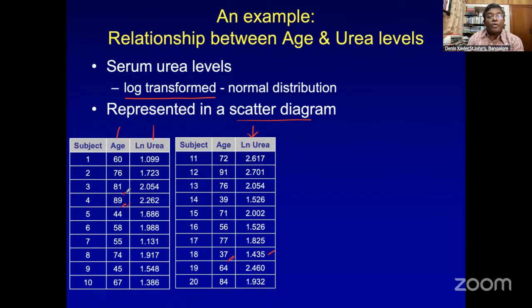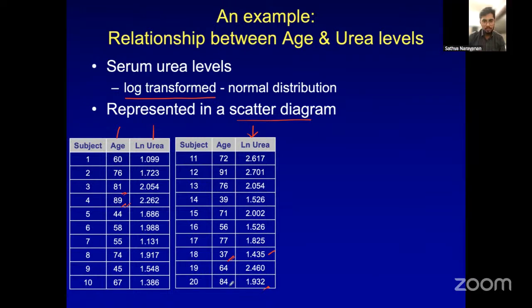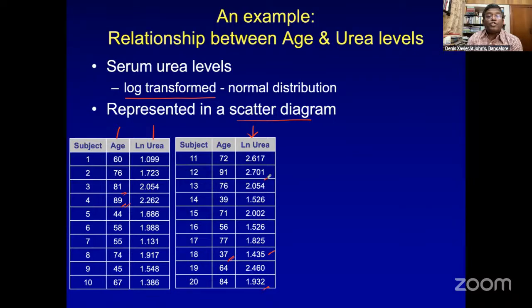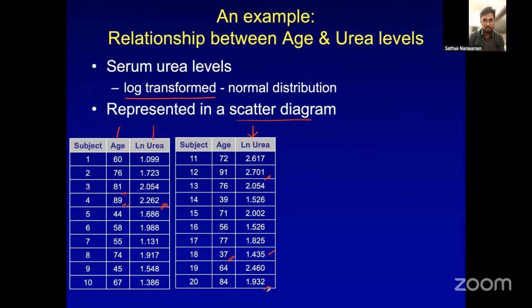81 is 2.05. 84 is 1.9. This is biology. Okay. 91. We have 91 as well. 91 is 2.7. Now what I was trying to say is 89 is 2.2, but 84 is 1.9. Okay, sir. Got it? All right. Yes. So anyway, this is what it is.